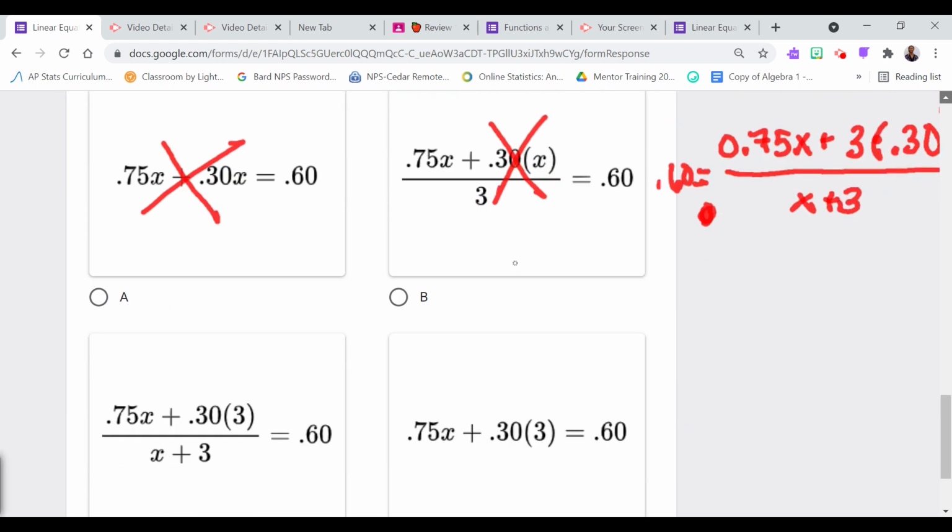Let's see what else we have. 0.75x plus 0.3 times 3 divided by x plus 3. Okay, that's looking good. I like that one. And here we're not dividing by our average. This is not bad on the top, but we didn't divide by the total number of beads. So it looks like C is the correct answer.